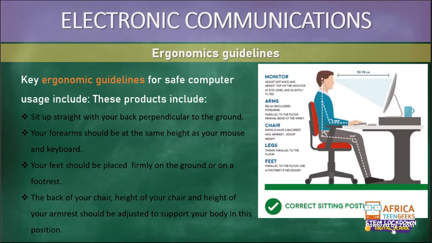Now, you need to sit up with your back perpendicular to the ground. Perpendicular to the ground, it means at right angles to the ground, right? Number one. Number two, your forearms should be at the same height as your mouse and keyboard. So they should be at the same height. So remember, you are preventing injuries to different parts of your hand. So they should be at the same height as the top of the table.